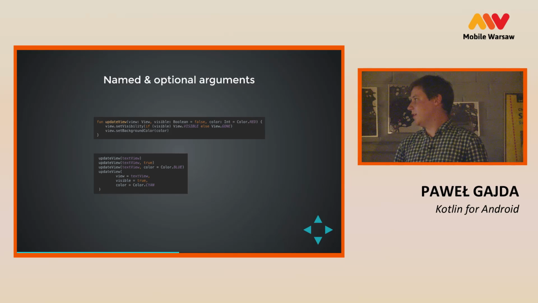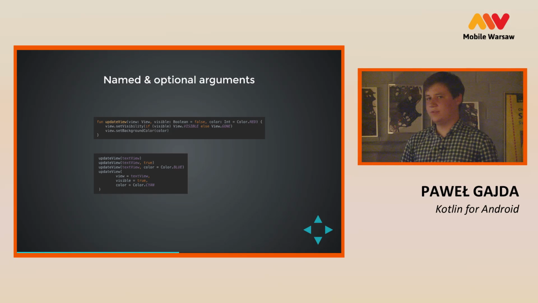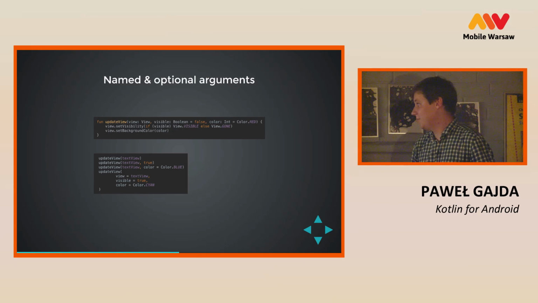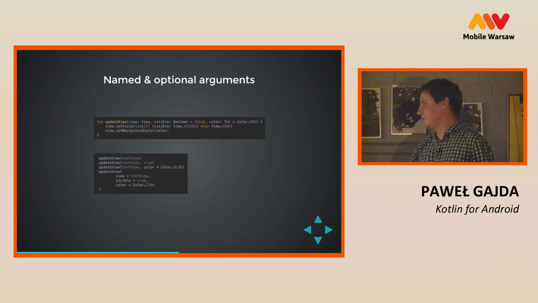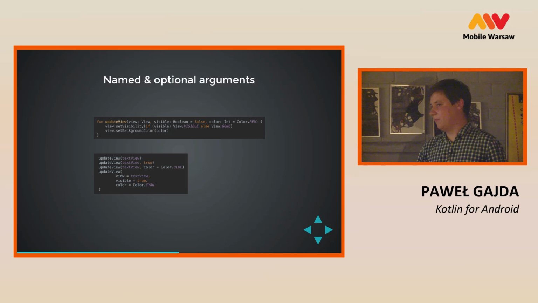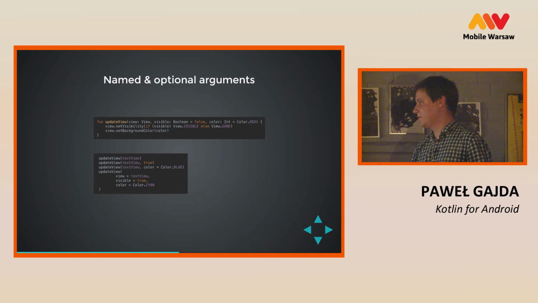Okay, there are optional and named arguments. It's useful because we don't need to overload methods like in Java. Same for constructors. Named arguments are also useful because we can omit arguments we don't want to pass. And you can see an example of method invokes in the bottom.